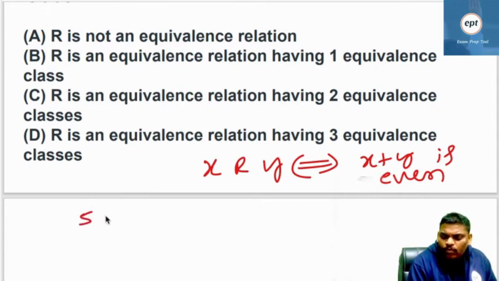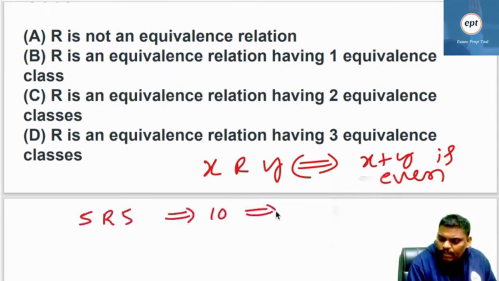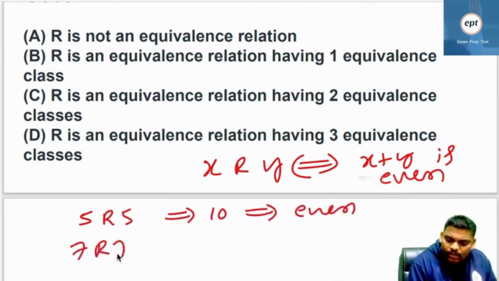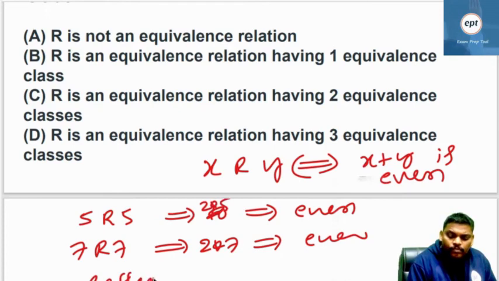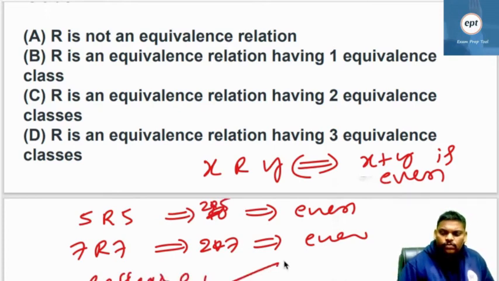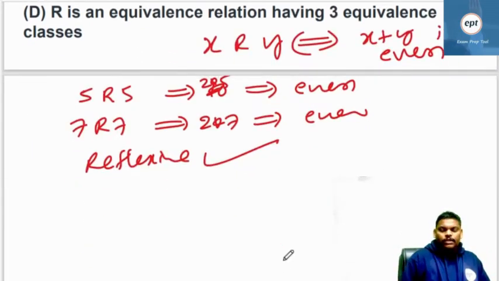If I take 5, is 5 related to 5 or not? Their sum is 10, which is even. Yes. Next one. Is 7 related to 7 or not? Their sum is 14, 2 into 7, even. So what I want to say is it is reflexive. Same number associated, it is reflexive.